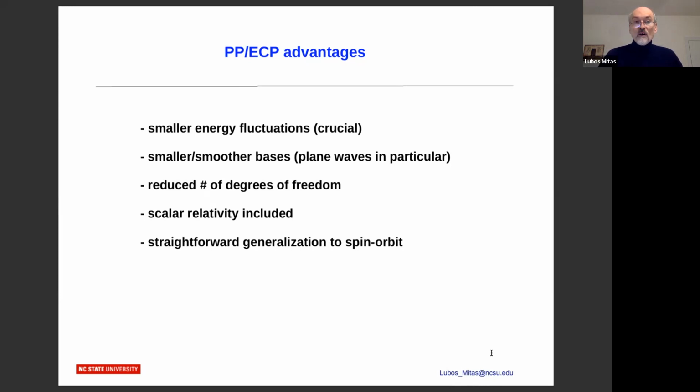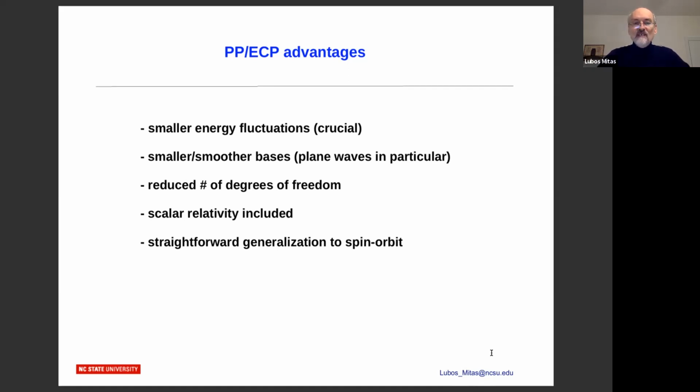Practical point is also that the wave function requires smaller and much smoother bases. In particular, you know that pseudopotentials for plane waves are crucial. Basically, you can't do too much with the plane waves without those. It reduces the number of degrees of freedom. Scalar relativity is included, which is a big advantage. So up to 4d, you are safe with the relativity.